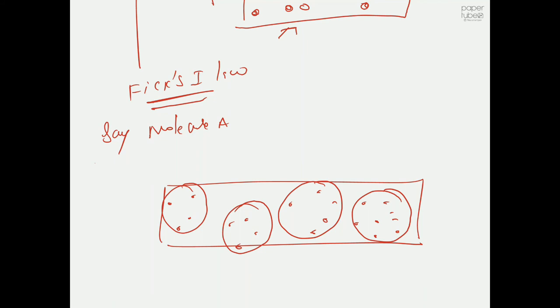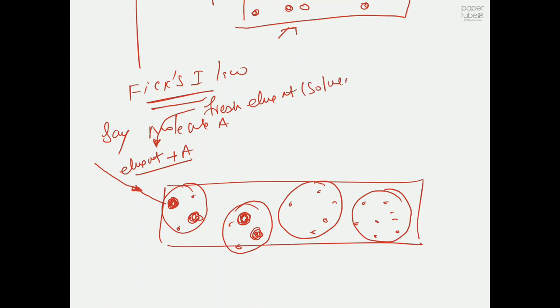So once your eluent carries your analyte A, it reaches your solid silica particle, you have a concentration gradient, so it will get adsorbed onto one of the sites, and then maybe another site, maybe on another particle, it will stick onto another site, and so on. And always remember, we are also constantly supplying a fresh eluent or just a solvent mixture.